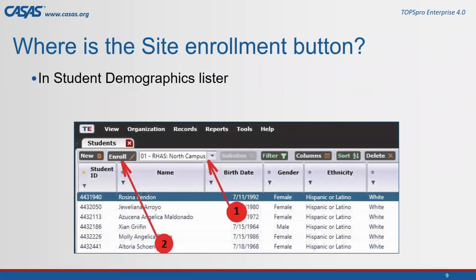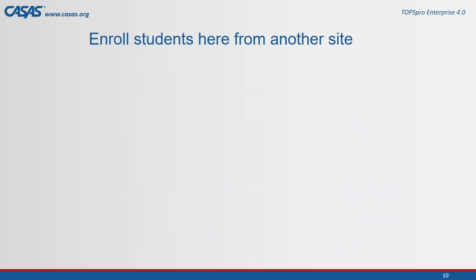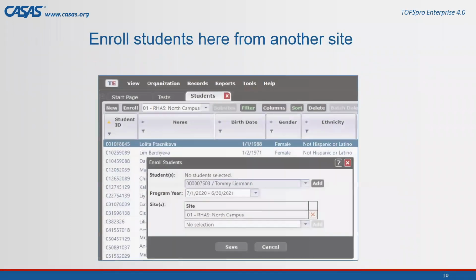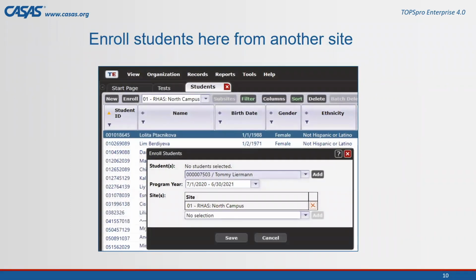If you are a site level user, the new Enroll button is in the student demographics lister. The first step is to make sure the container is filtered for the site in which the student wants to enroll. The second step is to click the Enroll button. Now that the Enroll window is open, you would click in the student field to get an embedded lister that allows you to find the student at any site in the agency. Most likely the program year stays the same, but if not, you can change it. You then click Save and you're done. The student is now enrolled at your site.